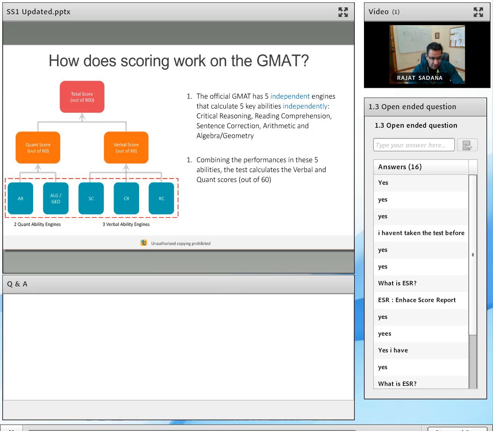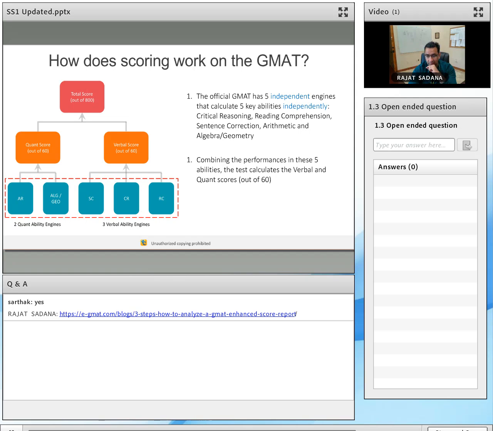So you should see this pop up in the Q&A pod. The question says, if you get 5 successive wrong after getting 15 correct in verbal, will my score ever reach above 40? I think the first question is, why would you get 5 successive wrong after getting 15 correct? There's something wrong about that picture that you're painting.